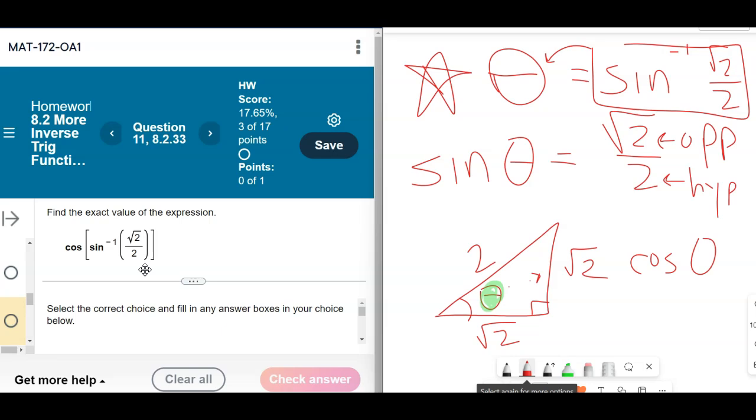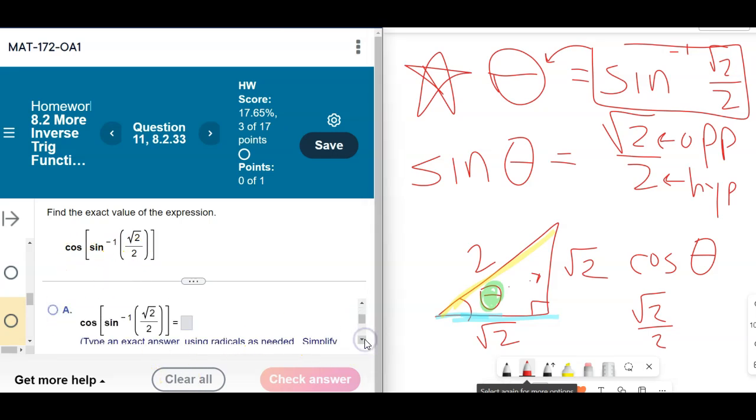So the cosine of theta here, cosine is adjacent over the hypotenuse. So that is also the square root of 2 over 2. So sine and cosine happen to be equal here. That's not always going to be the case, but it is here when it's square root of 2 over 2. Alright, so check my answer.